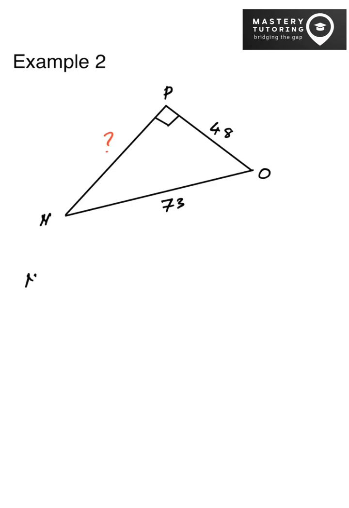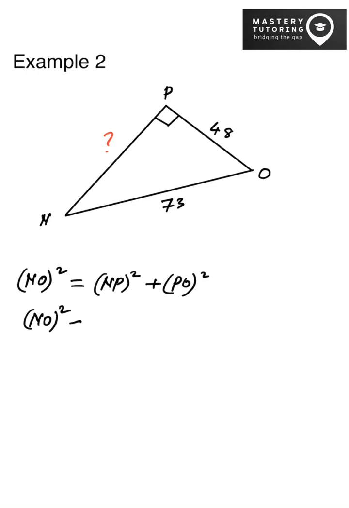We say the longest side, which is NO, we square it. It has to equal the sum of the squares of the other two sides. So we have NP squared plus PO squared. We're looking for NP, right? So it means that we need to take PO squared to the other side, to the left-hand side. So here we're going to have NO squared minus PO squared is equal to NP squared.